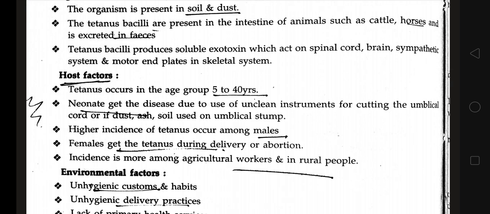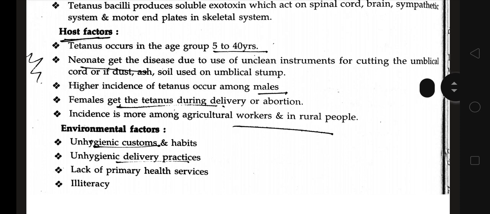When the bacilli enter the body, they produce the exotoxin which acts on the central nervous system. So most of the motor and sensory nerves will be affected. As for host factors, tetanus occurs in the age group of 5 to 40 years. A neonate gets the disease due to the use of unclean instruments for cutting the umbilical cord, or if dust, ash, or soil is used on the umbilical stump. From the umbilical area, the disease may spread to the neonatal body.